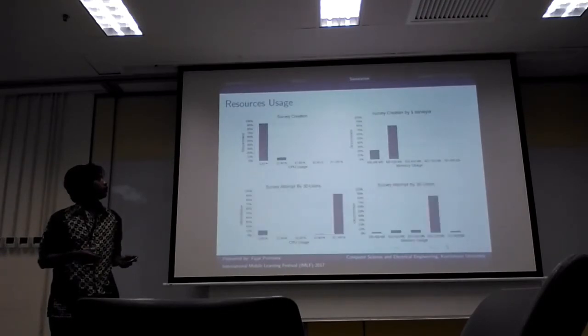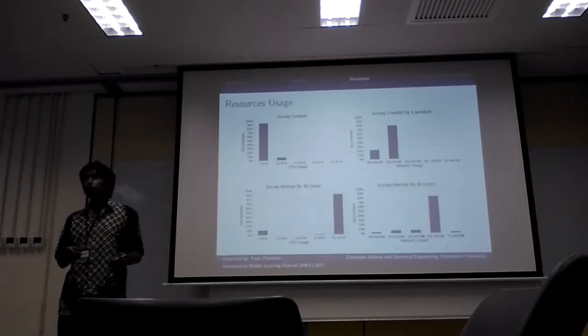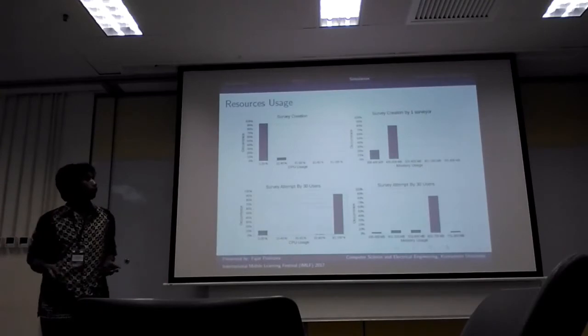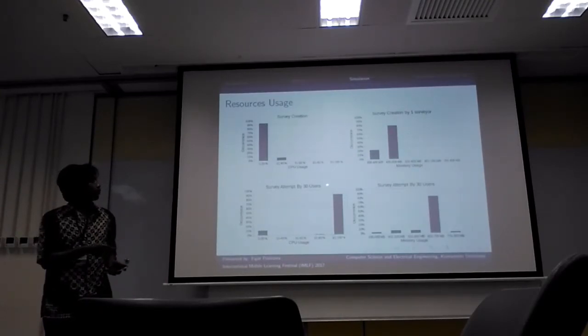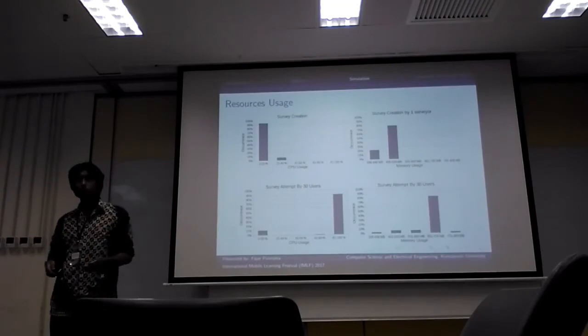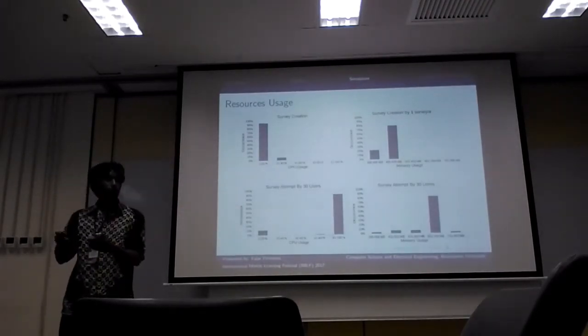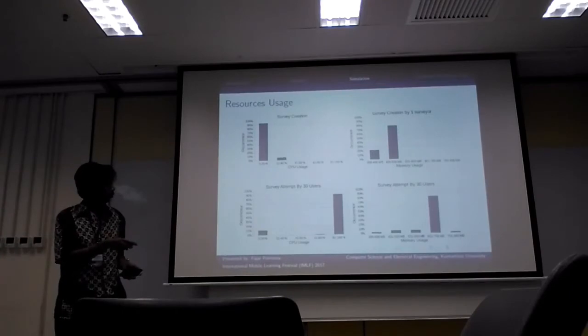But for the other resource usage, like the CPU and the memory, it's very exhausted. So clearly it needs to be improved. For the survey creation, it is attempted by only one surveyor, so there is not much resource use. But when attempted by 30 users, it's already exhausted. It needs around 700 megabytes of memory, and the CPU maybe needs to be increased to lower the process.